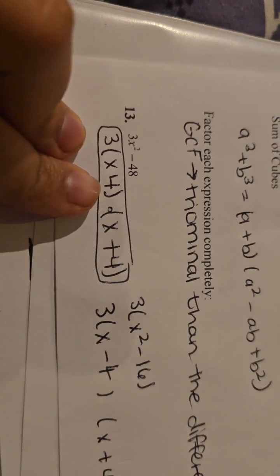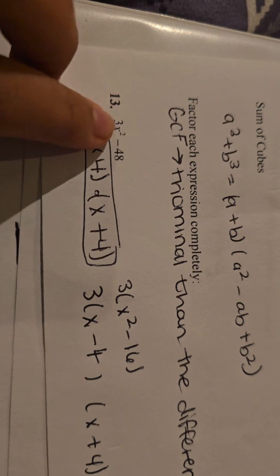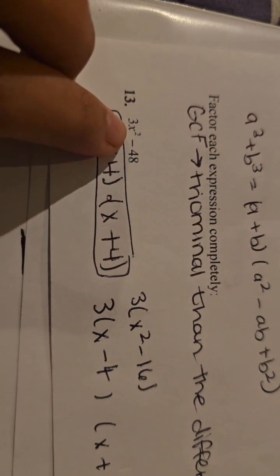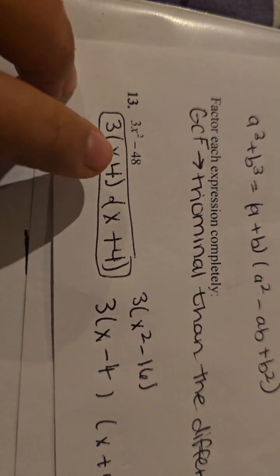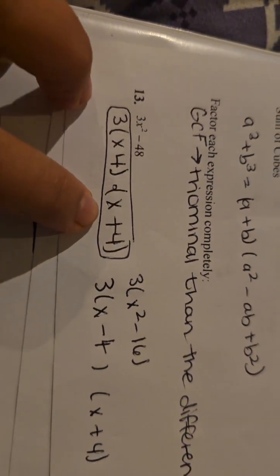Here what we're going to do is break it down. So here we have a 3, and we're going to put our 3 here. We have x to the power of 2, so we're going to put an x here and an x here, right?